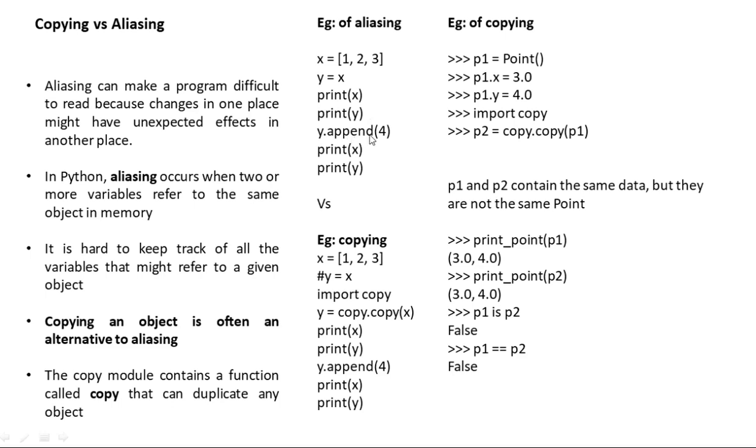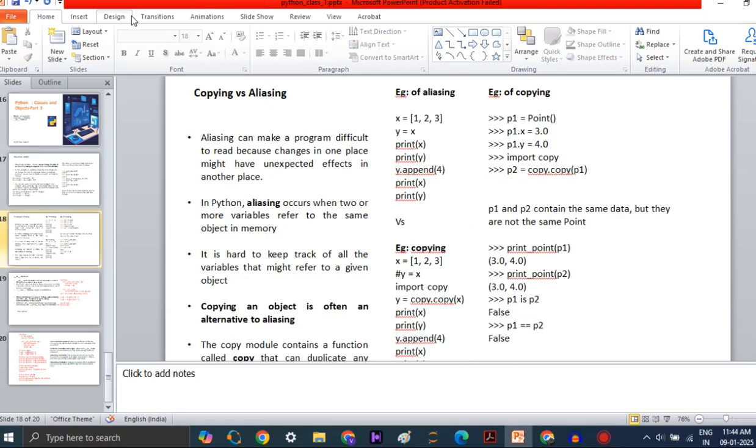Next, when I say y dot append 4, that means y is initially containing 1, 2, 3, and to that 4 would be appended. So now it would be 1, 2, 3, 4. Now again when I print x and y, the question is, y will definitely have 1, 2, 3, 4. What about x? Would x have 1, 2, 3, 4? It should be having, because both are pointing to the same memory location.